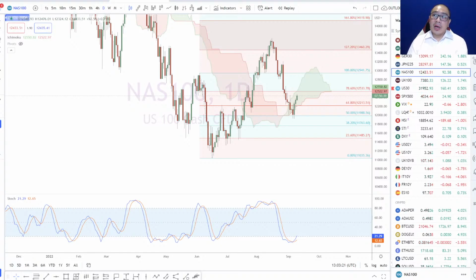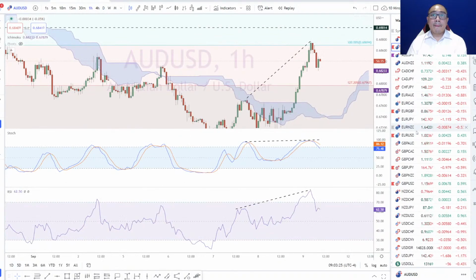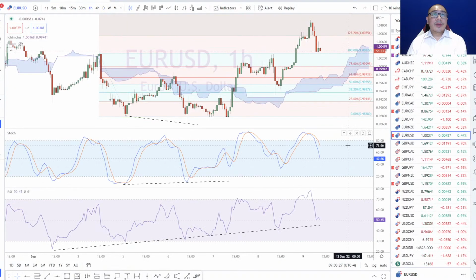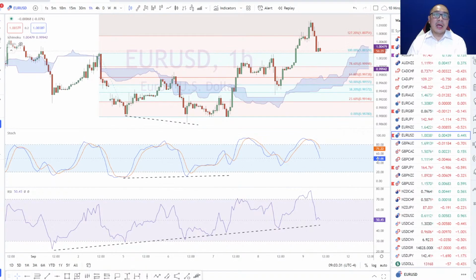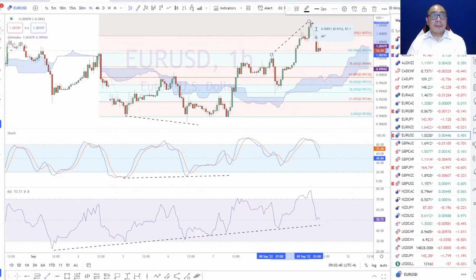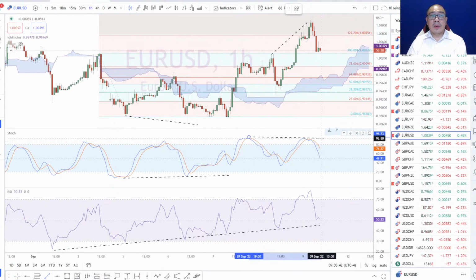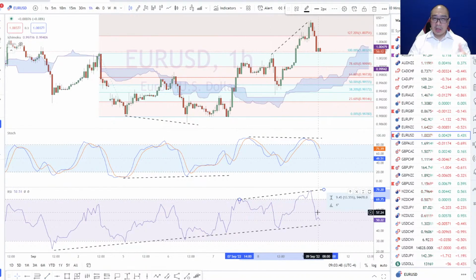The Euro USD on the hourly time frame, does it count as a bearish divergence? Let's take a look at Euro USD on the hourly time frame. Does it count as a bearish divergence? It doesn't count as a bearish divergence because the RSI actually doesn't pick it up, right? Still higher high, slightly lower high. The RSI though is completely fine. It's completely perfect. It's still in line with price. Okay.